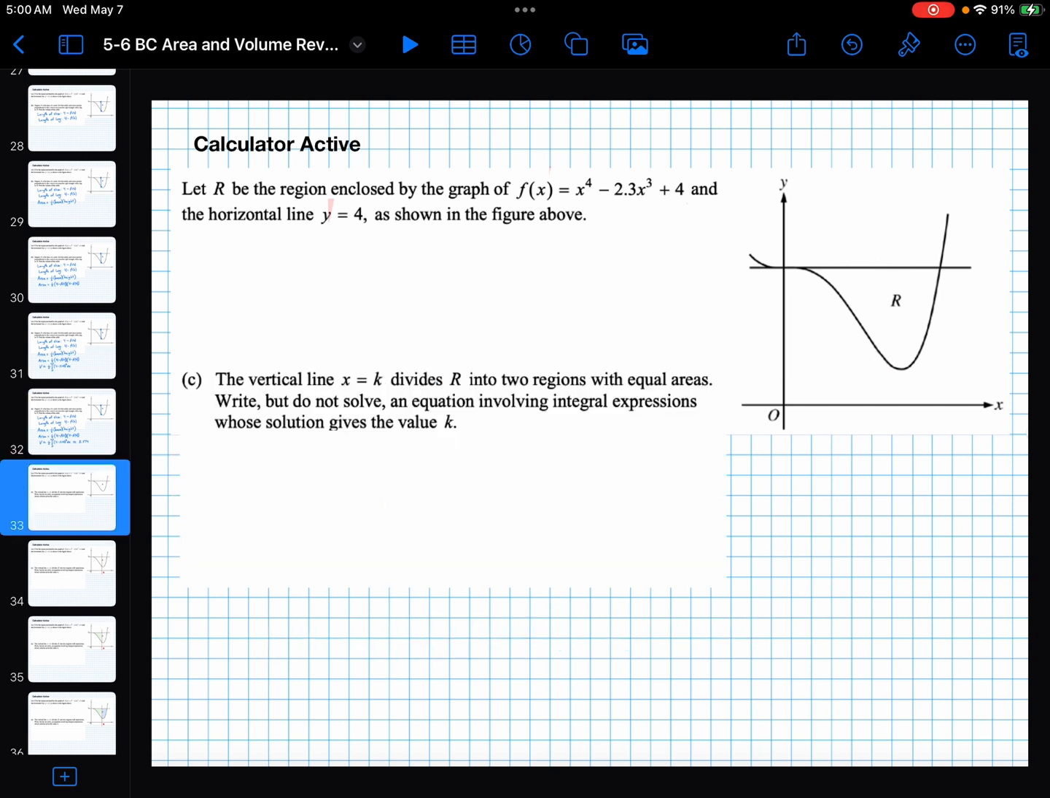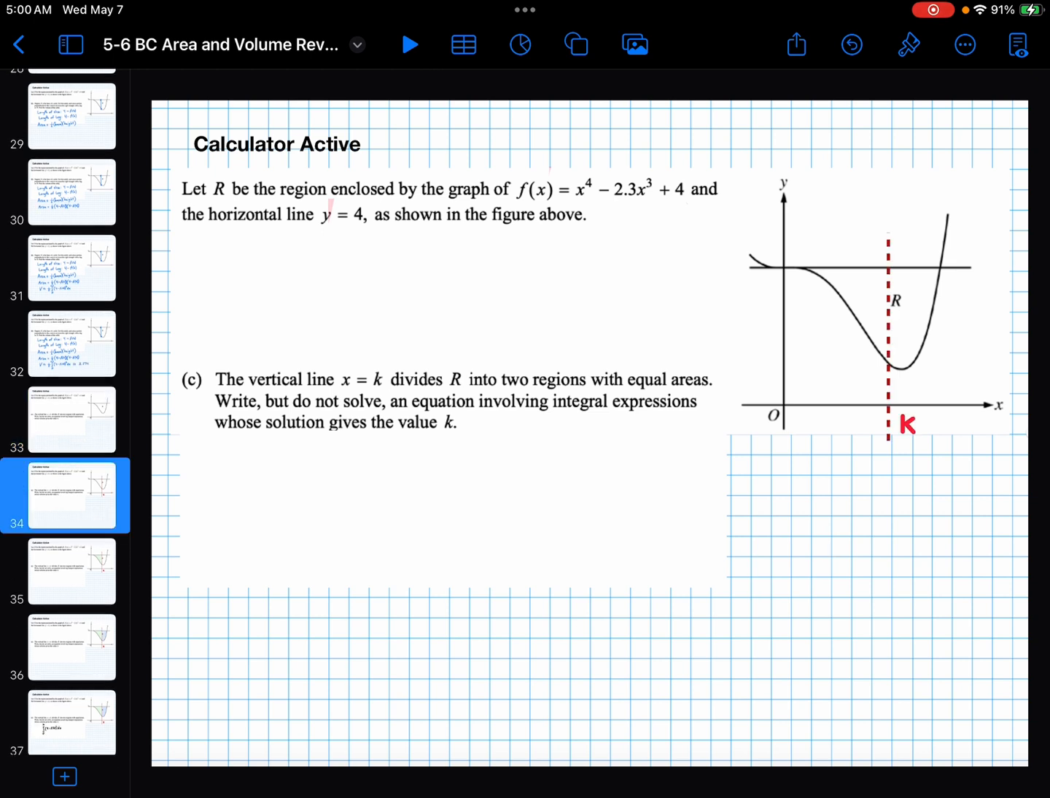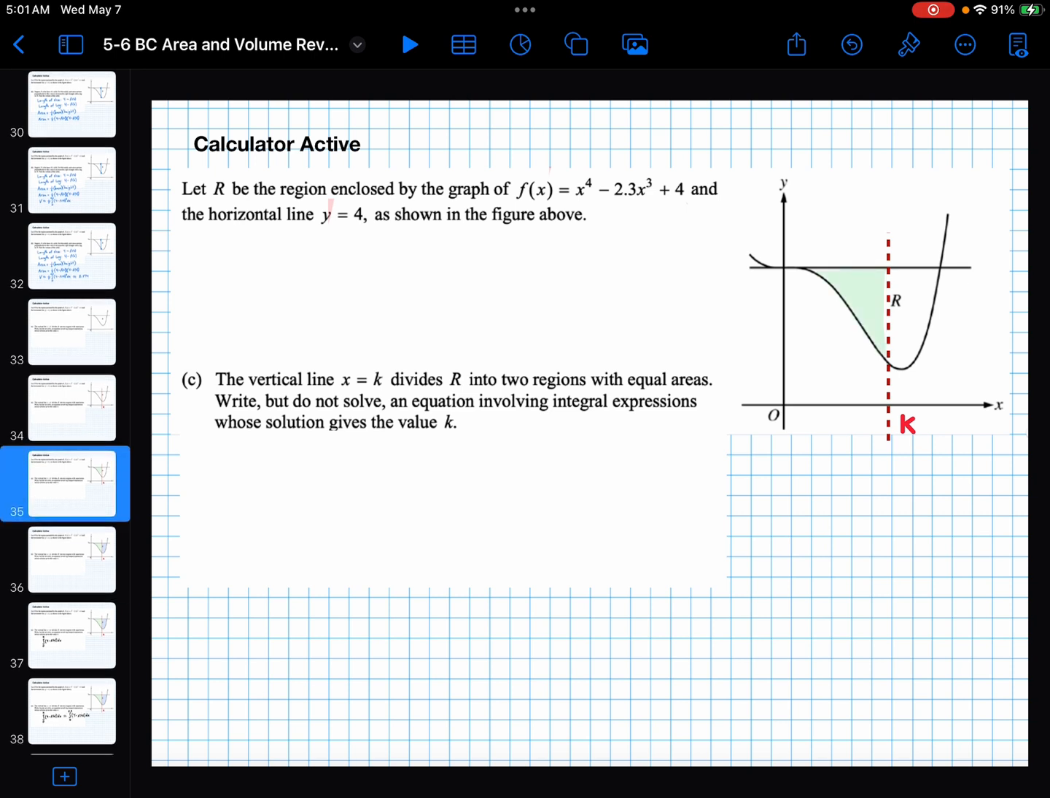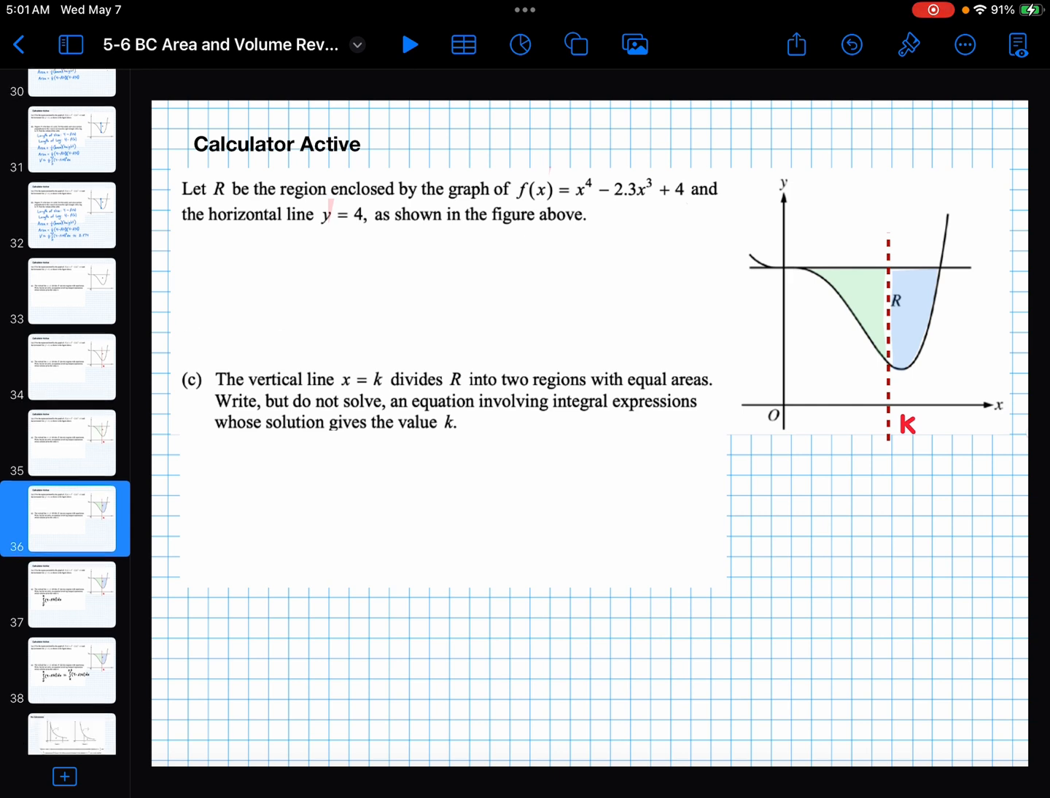On to part C. Part C is fairly easy. You've got a vertical line that divides region R into two regions with equal areas. So vertical line at x equals k. And the area on the left side of that line is equal to the area on the right side, wherever that line happens to be.